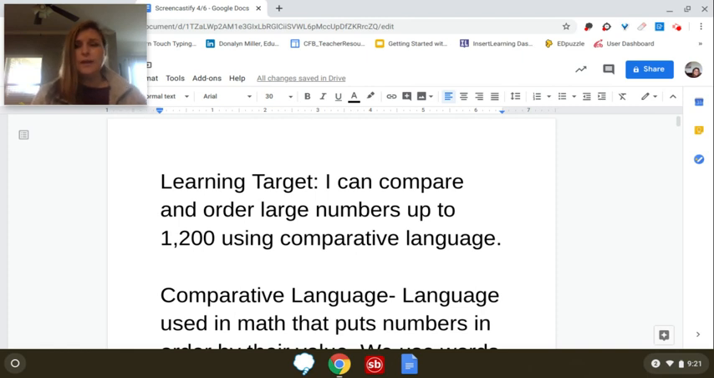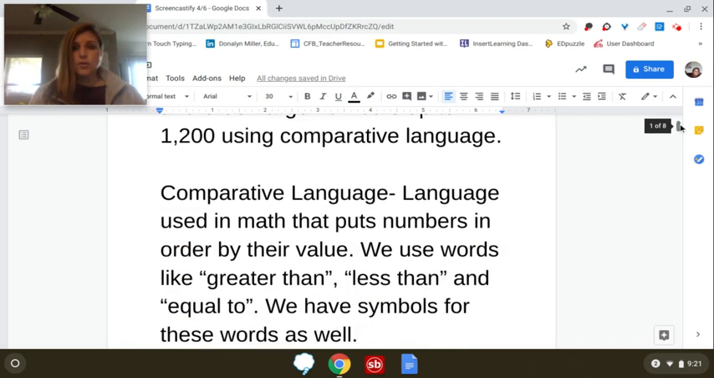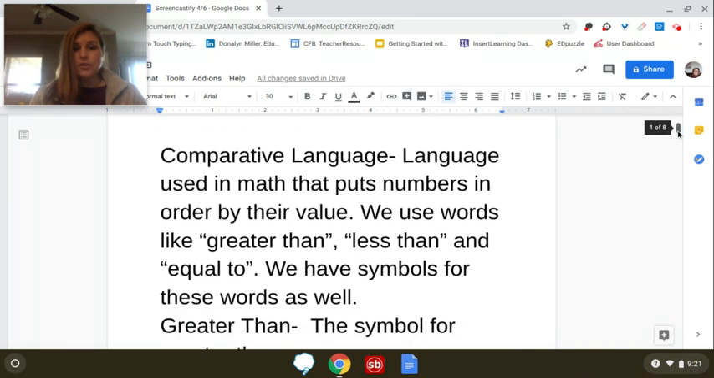So let's start out by talking about some of the key vocabulary words that you're going to need to know. The first one that I want you to pay attention to is the word comparative language. When we use this language in math, we're talking about putting numbers in order from either least to greatest or greatest to least. We use words like greater than, less than, equal to, and we use symbols for each of these. And I know that you guys know these.